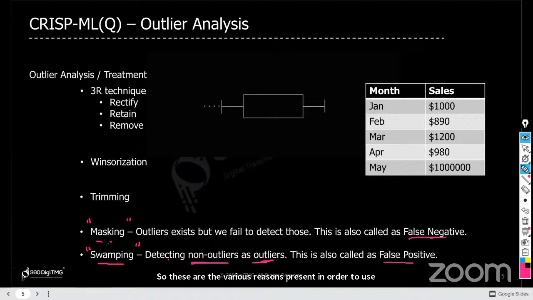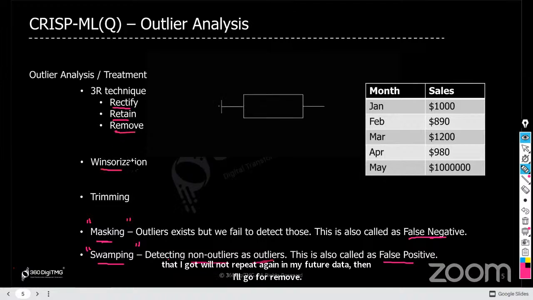So for outlier analysis or treatment, the first one is the 3R technique: rectify, retain, and remove. If we understand that it was mistakenly entered because of some copy-paste issue, you have to go for rectify. If we understood that the outlier I got in my data is going to repeat in my future data as well, then I'll go for retain. If I have understood that the outlier that I got will not repeat again in my future data, then I'll go for remove.